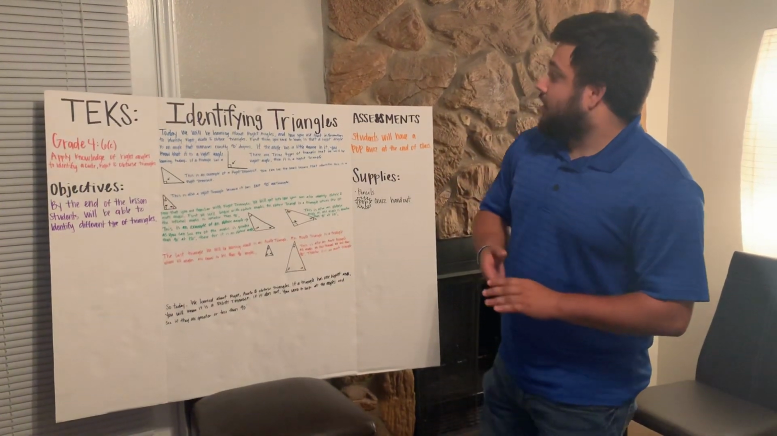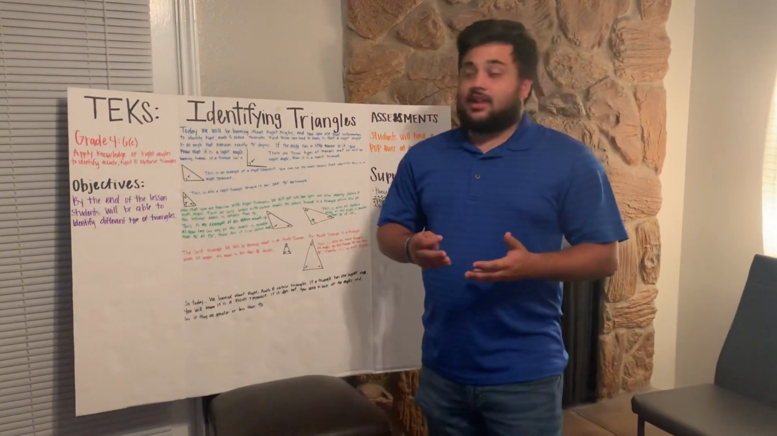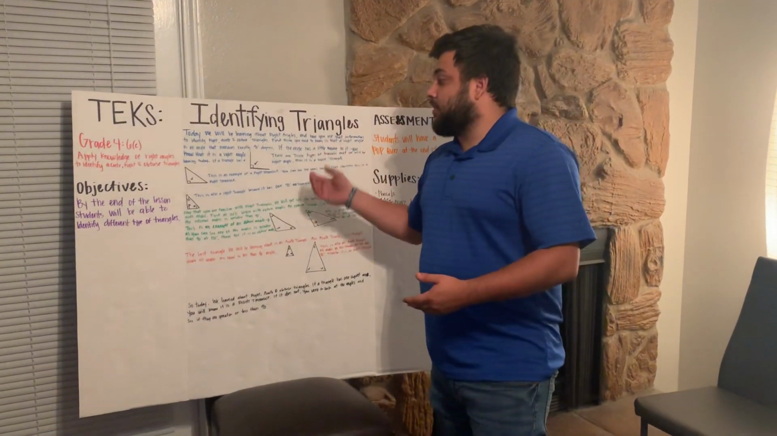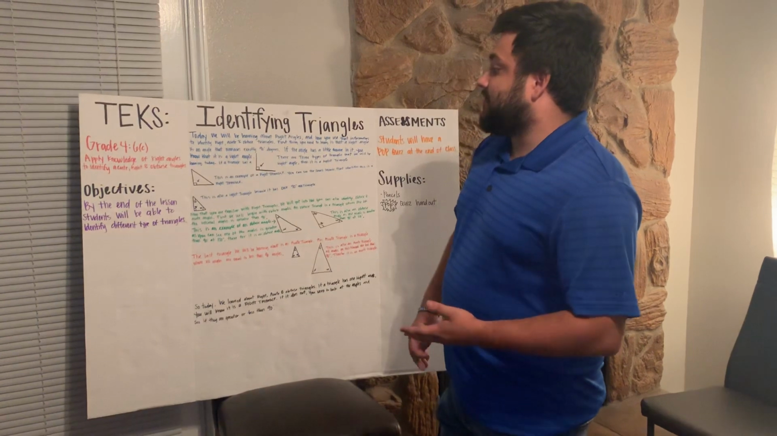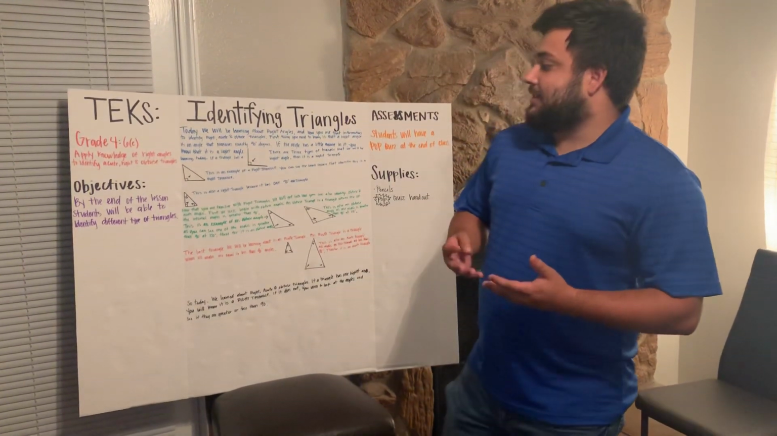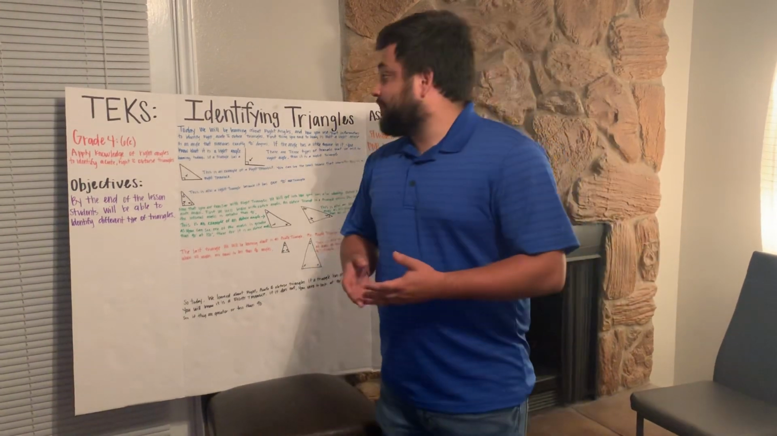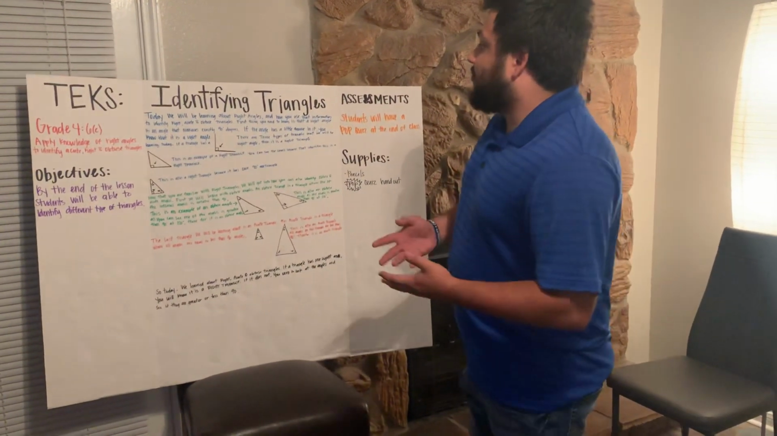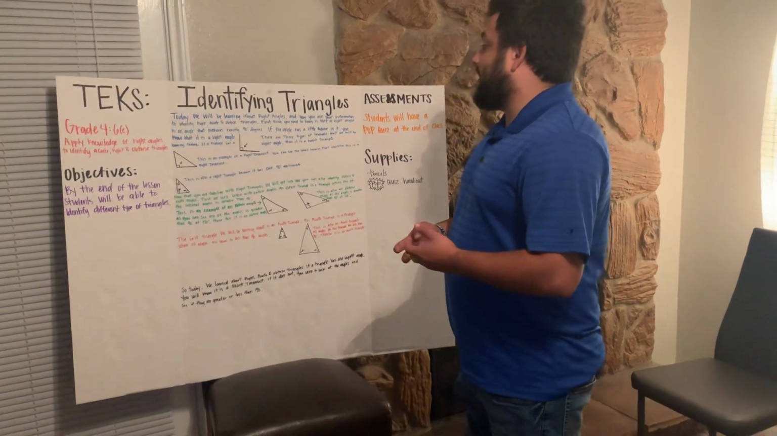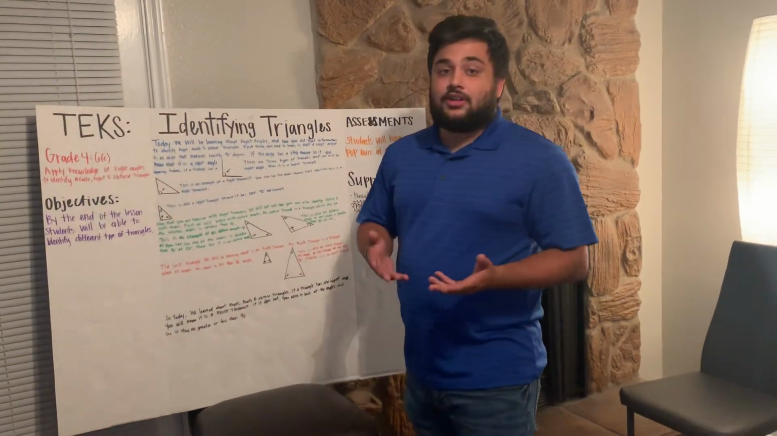Hello class. Today in our 4th grade geometry class we will be learning about how to identify triangles. Today's objective is, by the end of the lesson, students will be able to identify different types of triangles. Today we'll be learning about right angles and how you can use that information to identify right, acute, and obtuse triangles.